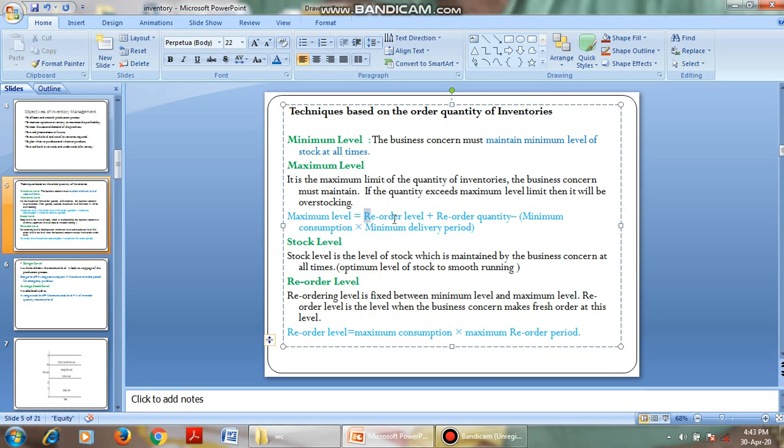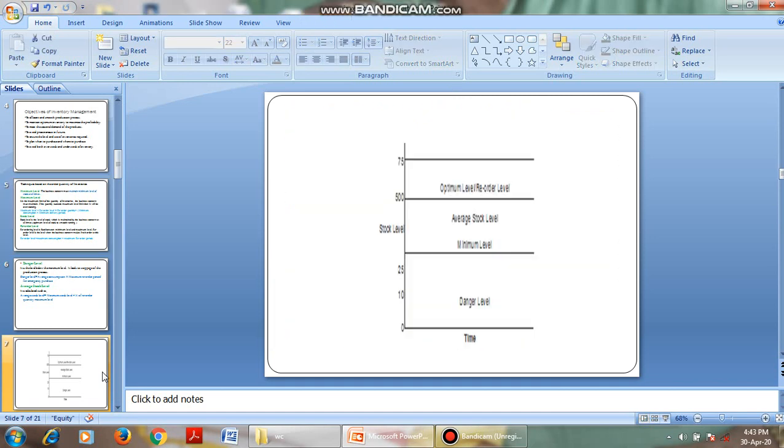Okay, what is this reorder level? Let us see. Reorder level is fixed between minimum level and maximum level. Reorder level is the level at which the business concern makes a fresh order. For example, let us see this diagram.